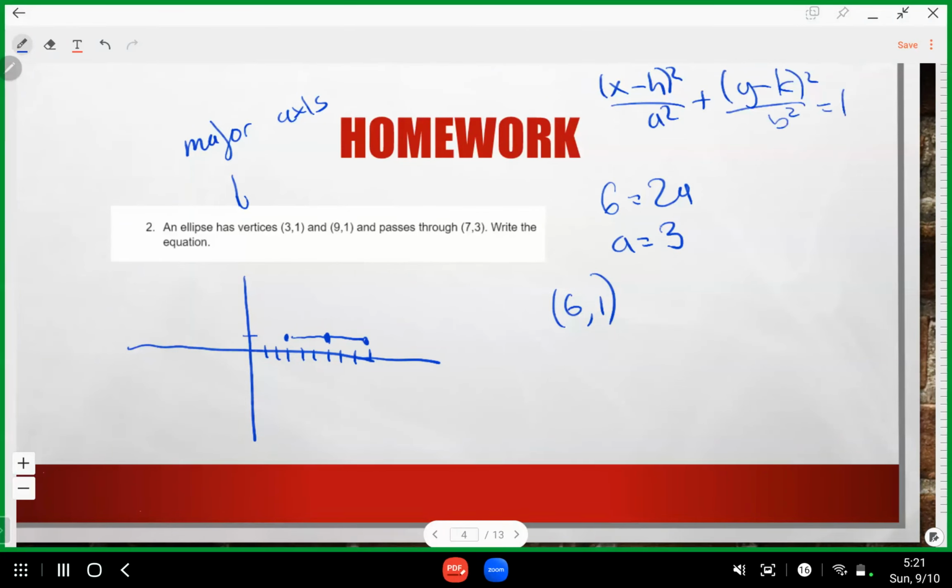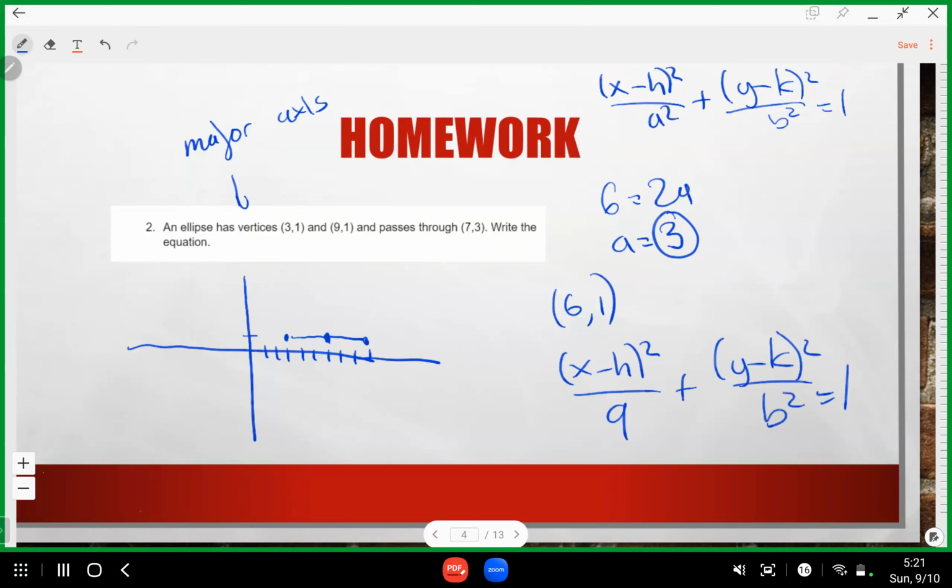We know a, right? It's 3. So we have (x minus h) squared over 9 plus (y minus k) squared over b squared is equal to 1. However, we also know the center, and the center is equal to (h, k). So we can substitute this h for 6. You can also substitute this k for 1. The only thing we don't have is b, right? How do you suppose we could find b?